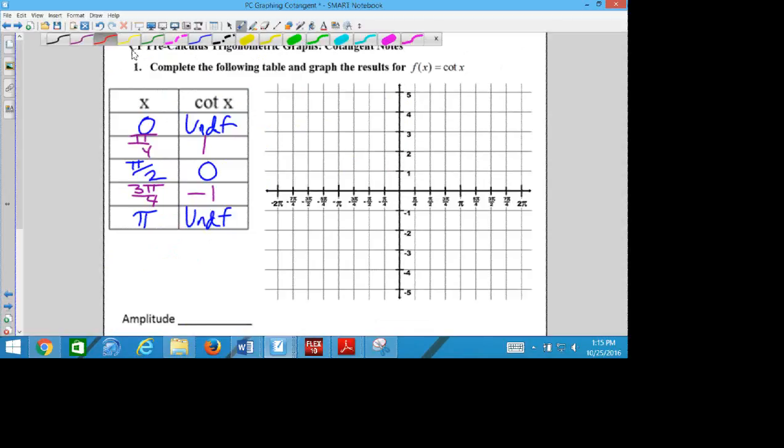All right, graphing it, we're going to graph our asymptotes. And then we're going to follow the pattern. So how far apart are these asymptotes? They are pi apart. So every pi.